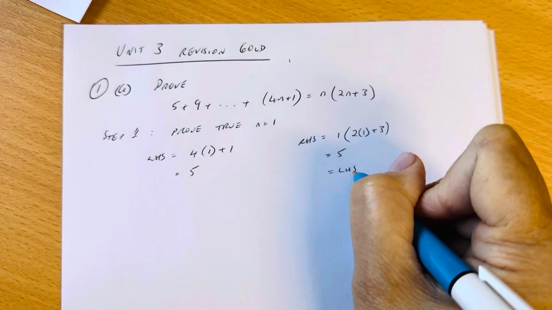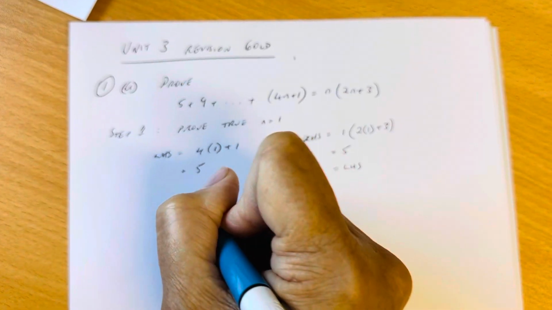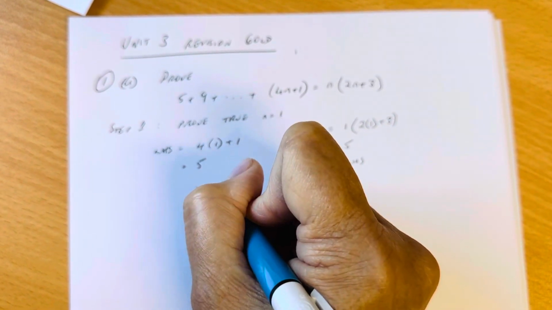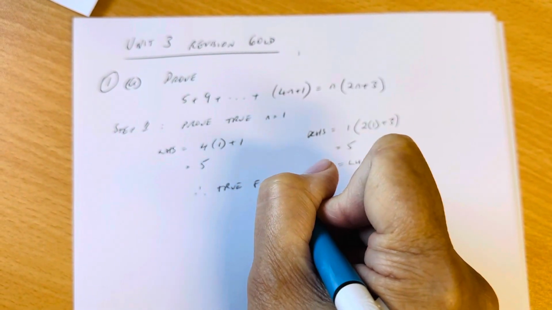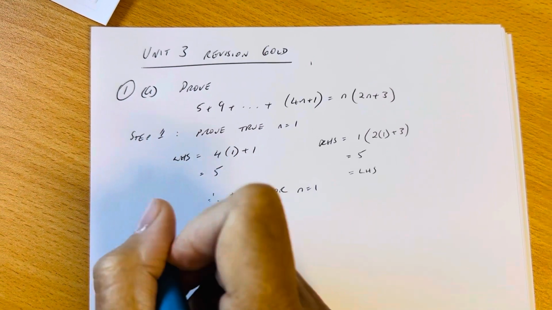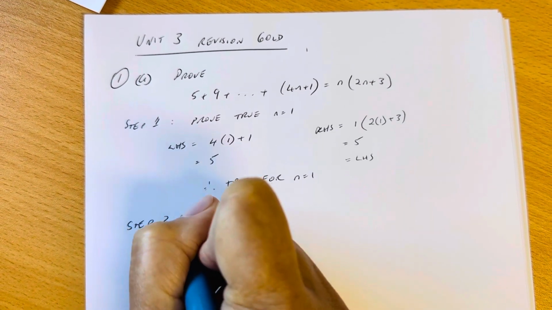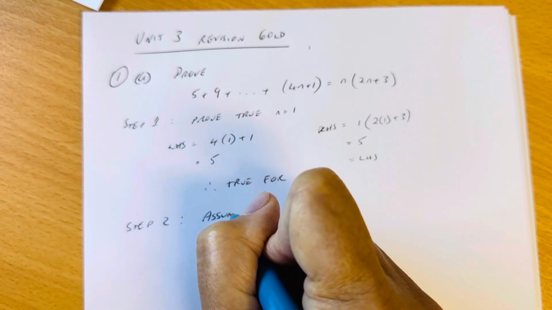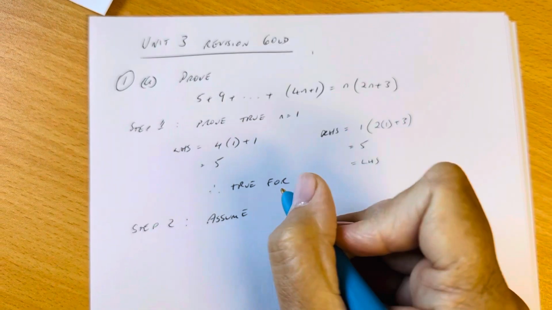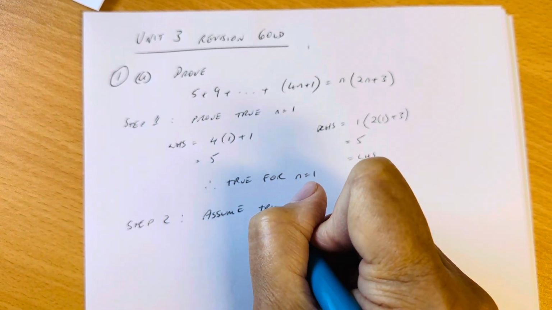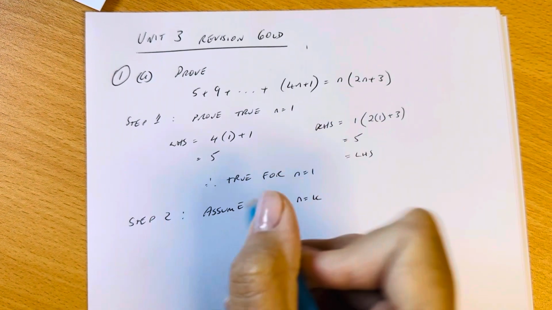So that equals my left-hand side. Therefore, true for n equals 1. Step 2 is our assumption step. We're going to assume true for n equals k.